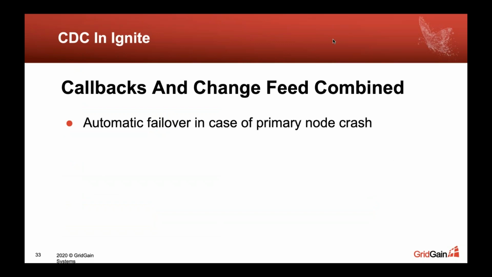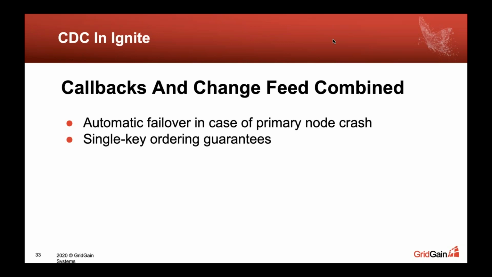What we get from continuous queries. First of all, it's automatic failover in case of primary node crashes, which means that even if your primary node crashes, the changes that were applied to partitions for the crashed primary nodes will still be sent to your clients. So as long as you have live nodes for each partition, your change feed for the whole cache will be actual.